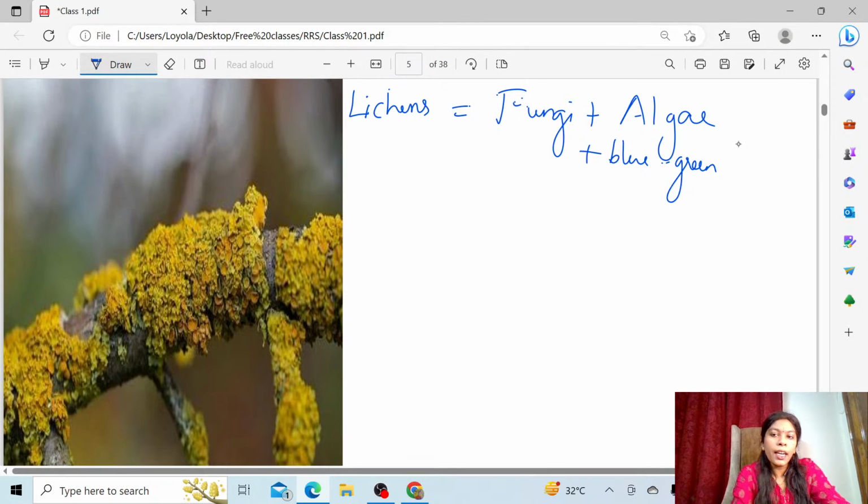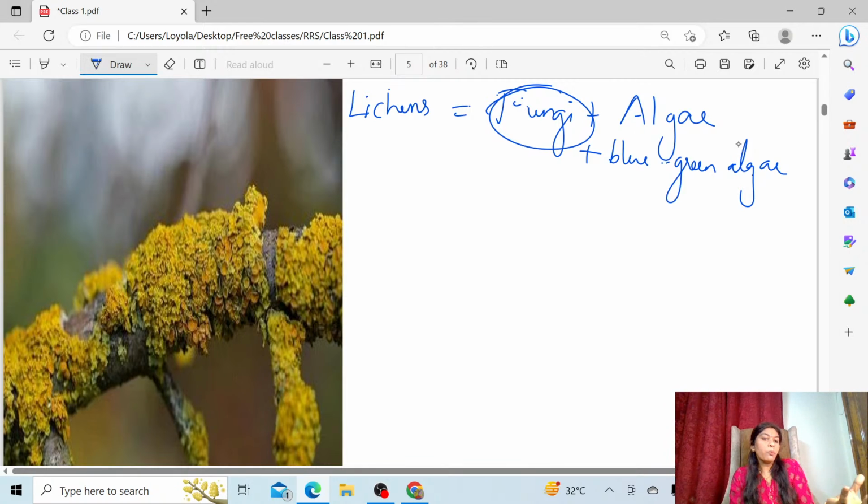So what happened? Here again, as I already told you, in mutualism they will exchange. Fungi, what will they do? They will absorb moisture from the environment. They will absorb minerals from the environment. Algae will prepare the food. Algae are photosynthetic in nature, so they prepare the food, and they exchange with each other. So lichen is an example of mutualism.